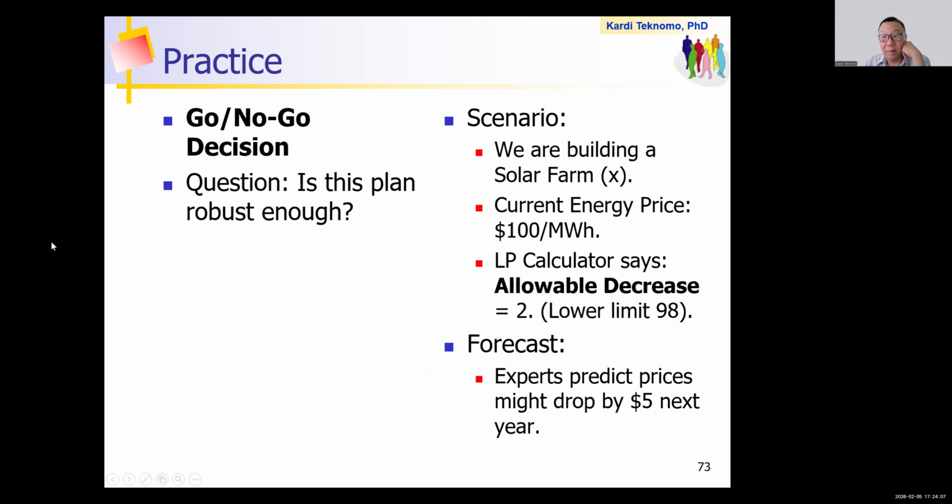I think, sir, do not proceed as planned, sir. Yes. This allowable decrease is only two, because 100 minus 5 will be 95. But the lower limit is only 98. So 95 is less than 98. So it's a breakpoint trigger, right? So it's not allowed. It's not robust enough, your plan. Okay, very good.